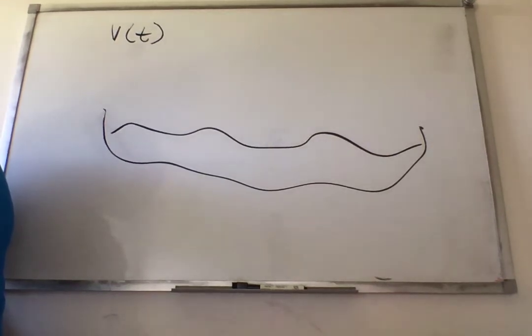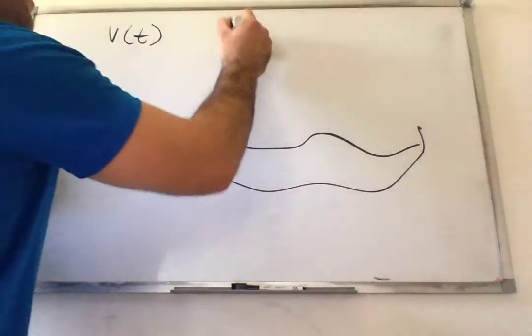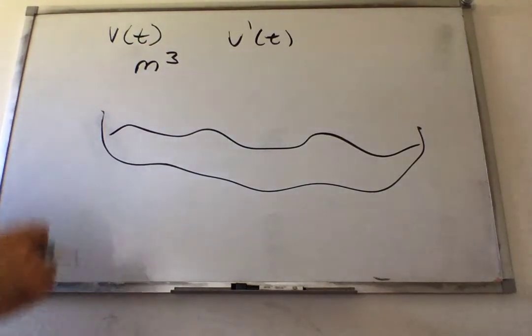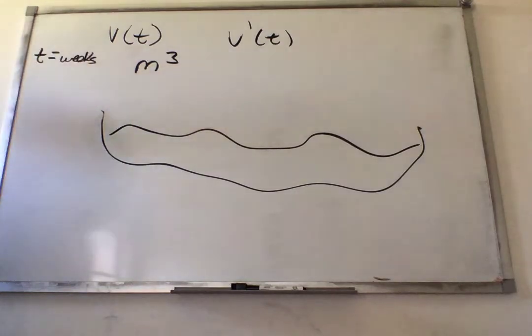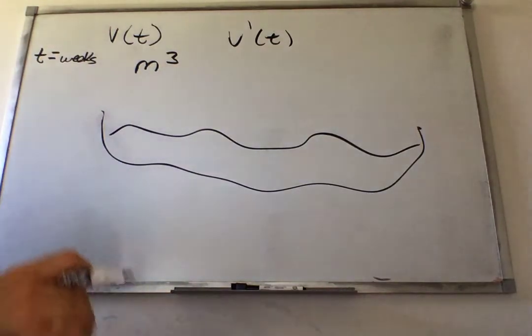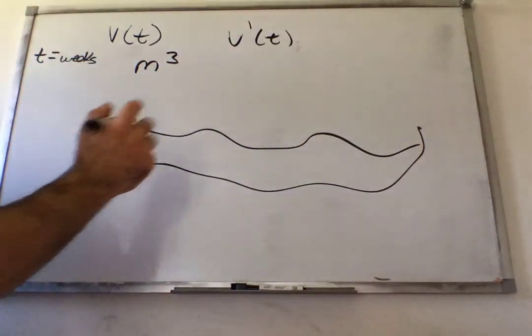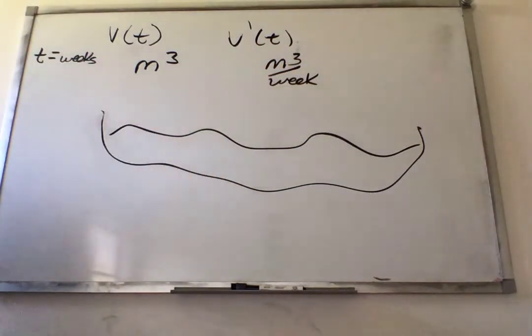Let's see, at time t, they don't tell us what t is in. But anyways, v prime of t, so volume, let's say we're talking about meters cubed. Let's say our time is in weeks. Measure the water level every week. So then the derivative with respect to time, the units of it would be meters cubed per week. That is a rate of change. That is telling you how much a quantity is changing over time.